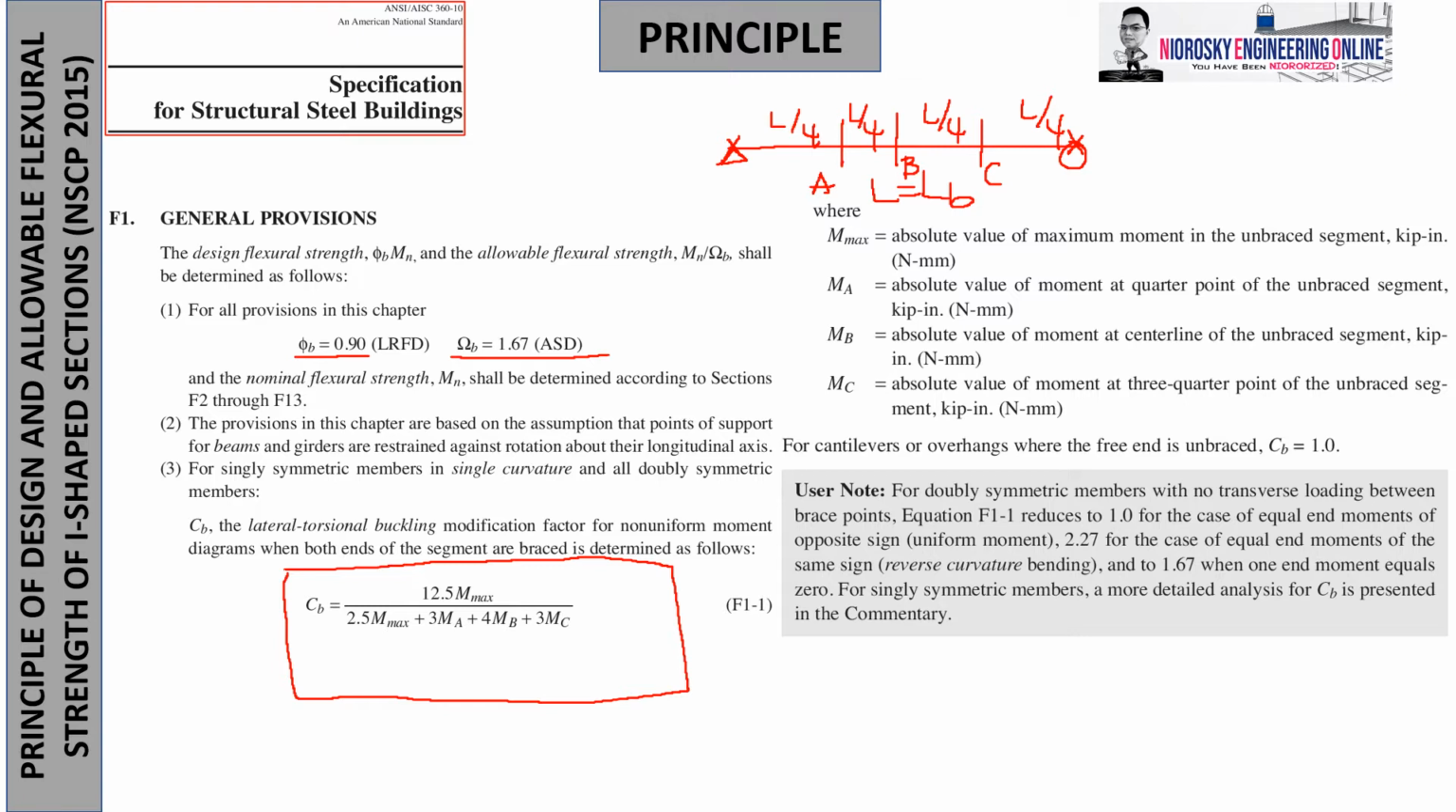So, kukuha kayo ng mga moments on each portion. So, dito makakakuha si MA, si MB, at si MC. And to note, kunin nyo yung absolute. At ito yung moment diagram kasi yung Mmax should be also absolute, free from negative sign. Okay? Pero what if hindi naman dulo-dulo yung brace length?